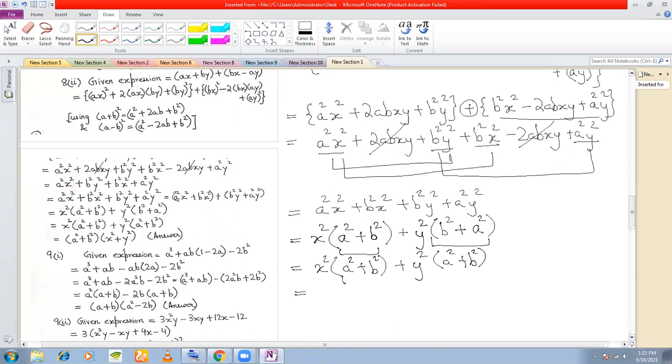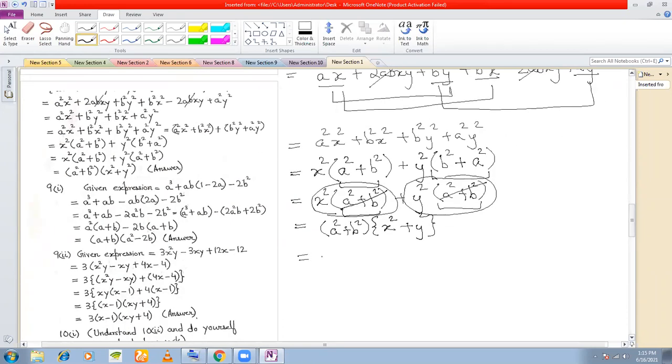Now these two are the same. You can take a square plus b square out. So from this entire term, I'm taking a square plus b square out. I'm only left with x square. From this entire term, I'm taking this out. So I'm left with y square. And that is your answer: (a square plus b square) into (x square plus y square). Fine. I'll stop here. Any questions till this part?